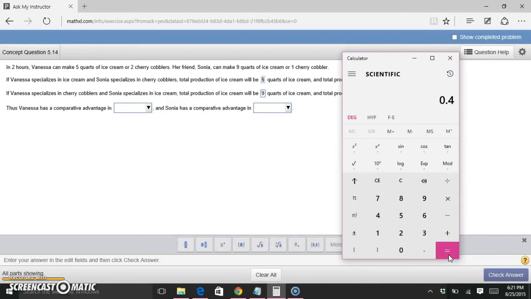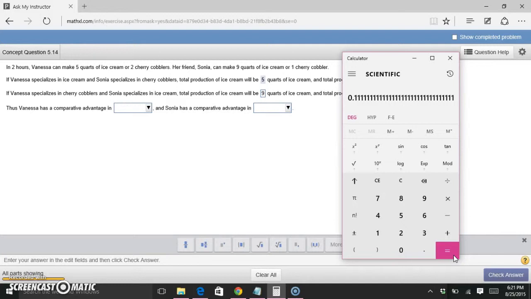ice cream. Let's look at what Sonia has to give up to make ice cream. She can make 1 cherry cobbler or 9 quarts of ice cream. So I'll take her 1 cherry cobbler divided by 9 quarts of ice cream, and she has to give up 0.11111, all the ones, cherry cobblers to make a quart of ice cream.